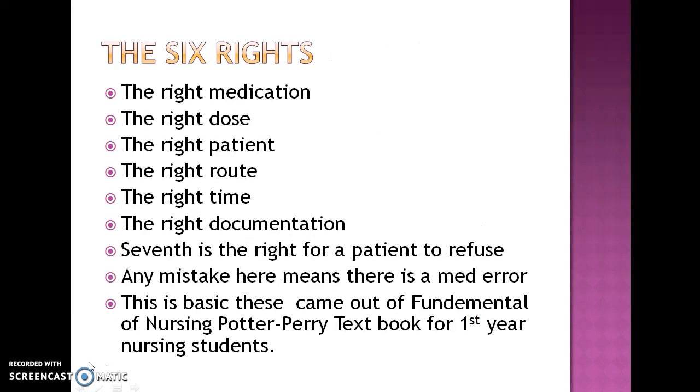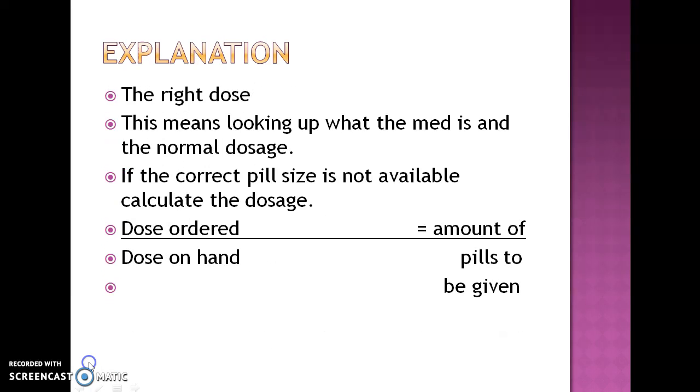The 6 rights. As nurse managers, you know the right medication, the right dose, the right patient, the right route, the right time, the right documentation. And of course, the 7th is the right for a patient to refuse. Any mistake here means that there is a med error. This is basics. These came out of the Fundamentals of Nursing, Potter Perry textbook for the first-year nursing students. And as nurses, you know these were drilled into you hard and heavy.